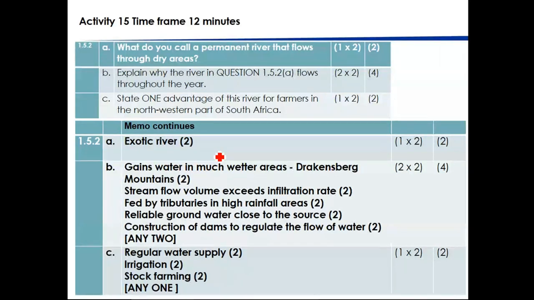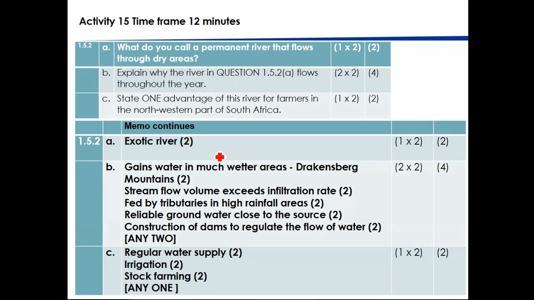Permanent runs throughout the year; it's got continuous water. Periodic only runs a certain time of the year, either a summer period or a winter period. An episodic river only runs when something spectacular happens, like for instance convectional rains in the interior of South Africa. And then the last one that we have is an exotic river.